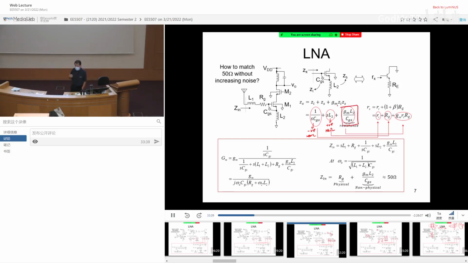This guy is not a complex number. There is no frequency component. You only have gm, you only have L2, you only have Cgs. But you realize, it gives you the real part. Agree? It gives you the real part. So it gives you a way to map or to match 50 ohm, the real part.